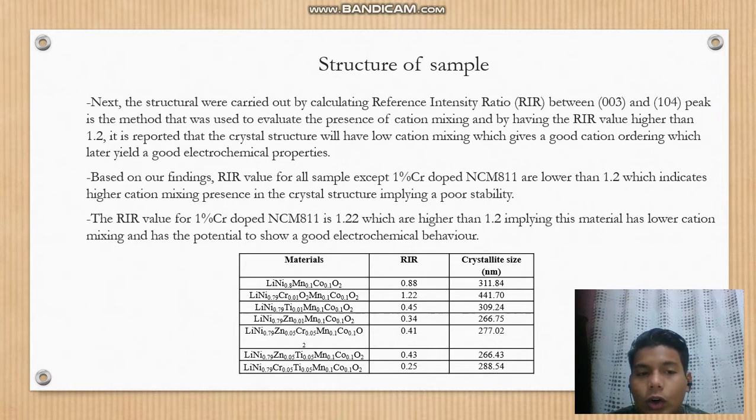Based on my findings, the RIR value for all samples except 1% chromium dope NCM811 is lower than 1.2, which indicates higher cation mixing present in the crystal structure, implying poor stability. The RIR value for 1% chromium dope NCM811 is 1.22, which is higher than 1.2, implying this material has lower cation mixing and has the potential to show good electrochemical behavior.